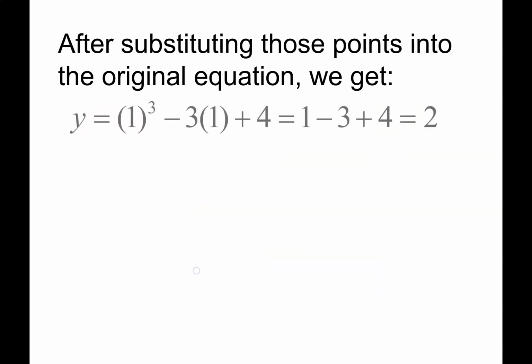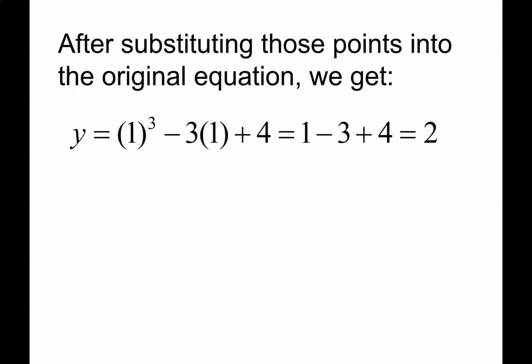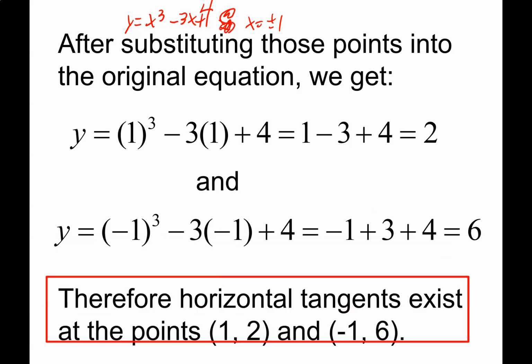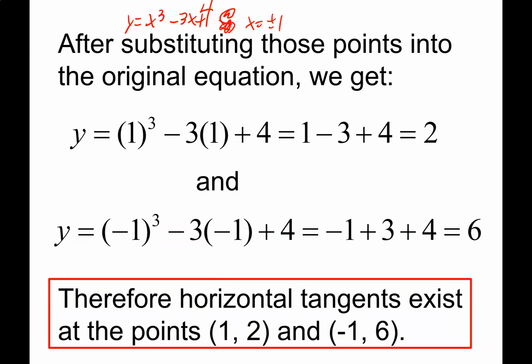I need a y. So again, our equation was y equals x cubed minus 3x plus 4. So what I'm going to do is plug in, I'm finding what y is at x equals plus and minus 1. At 1 I get 2, at negative 1 I get 6. So my horizontal tangents occur at the points (1, 2) and (negative 1, 6). Nothing to it.